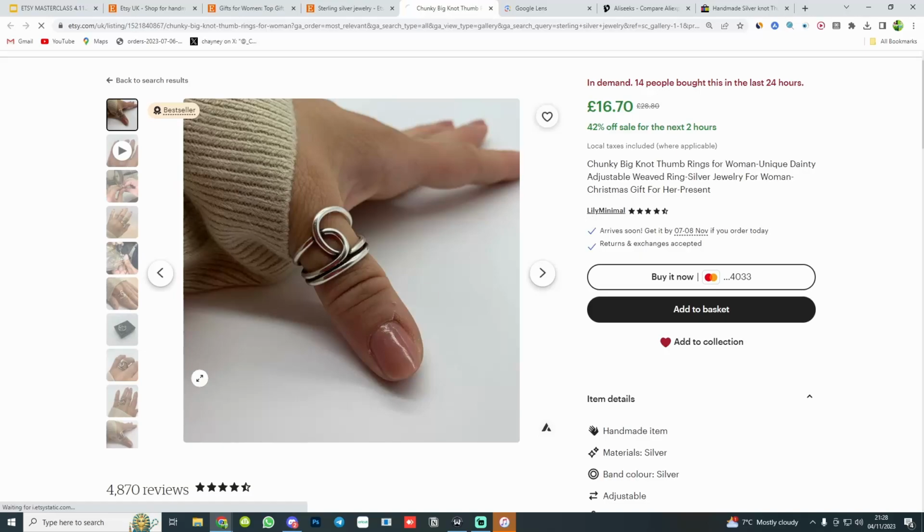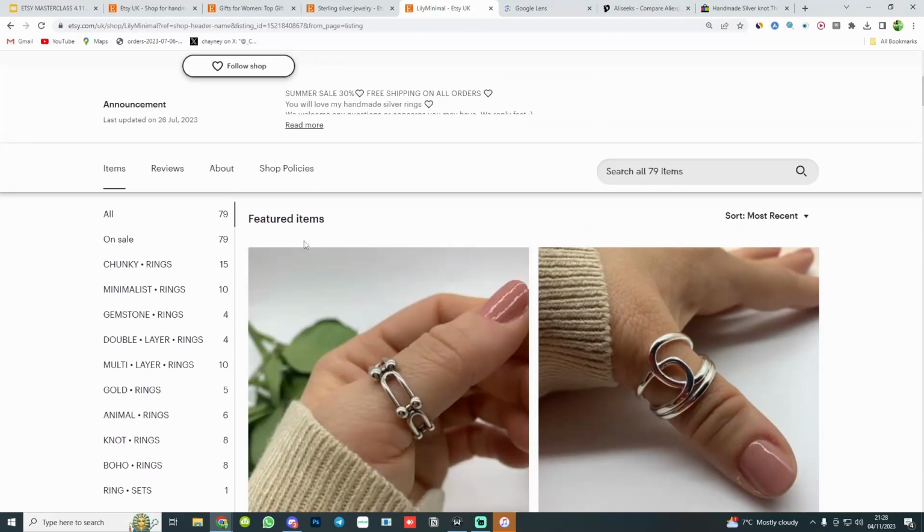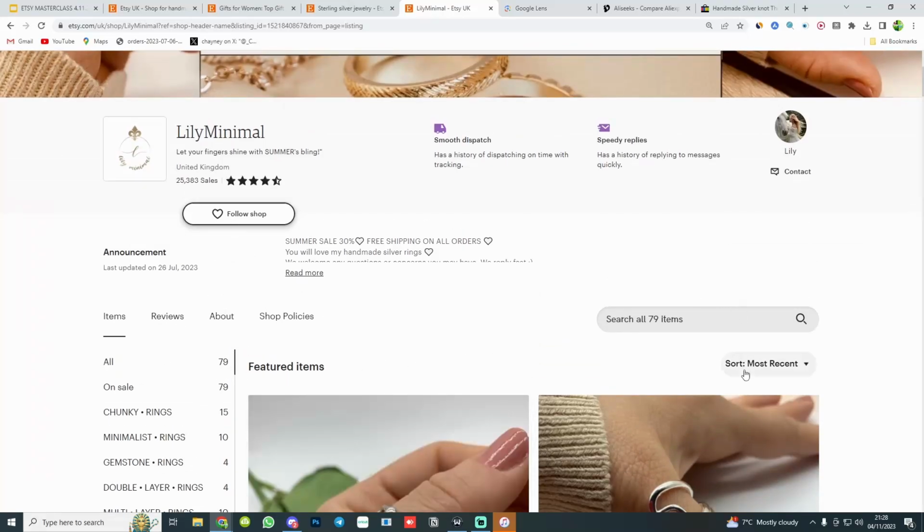But they're still doing pretty well. They're still doing pretty good numbers. So yeah, 25k sales on 80 listings as well. This is very good. 25k sales on 80 listings.